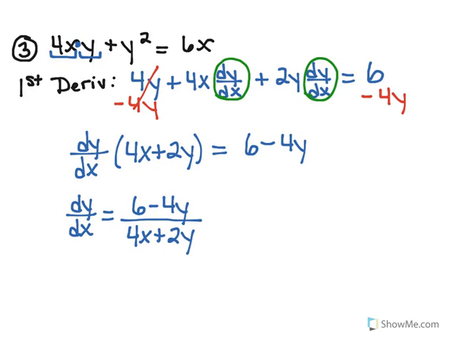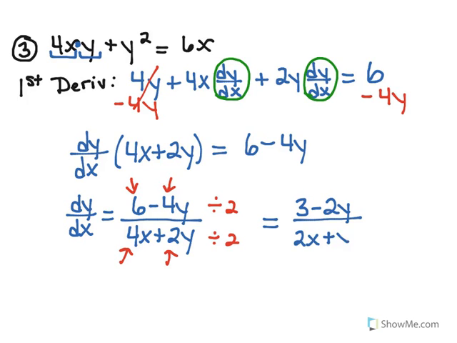And now here's what I noticed. Look at all of these coefficients. See how they're all even? Since everything is even, I can go through and divide the top by 2 and the bottom by 2 to reduce a little bit further. So we're actually going to use the first derivative is (3 minus 2y) over (2x plus y). So there is our first derivative.